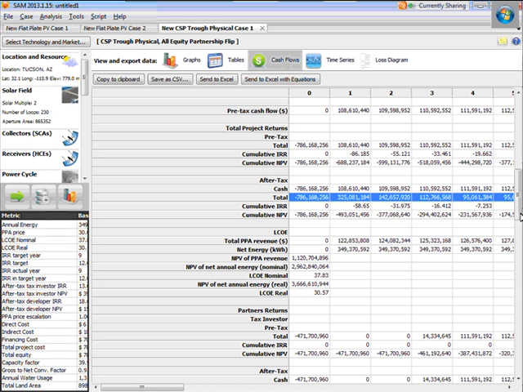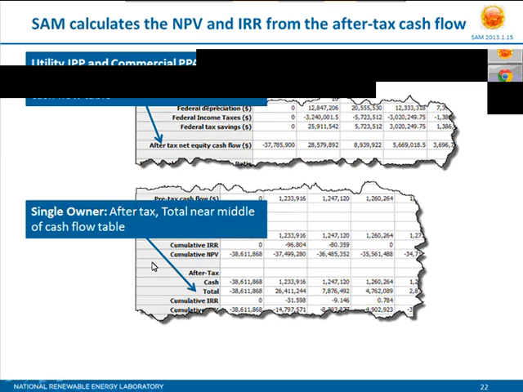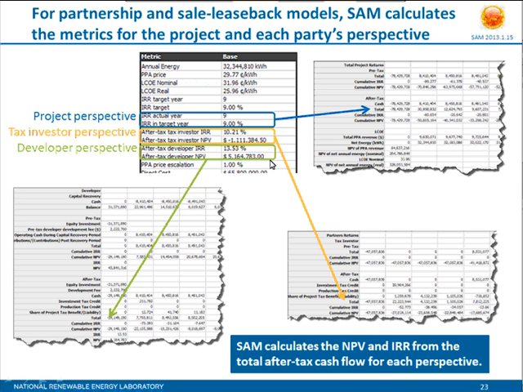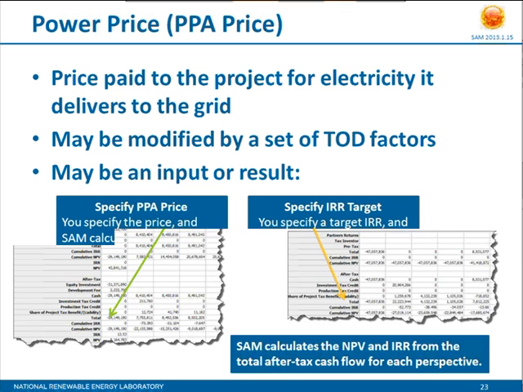So that's what I've done in these slides, is tried to point out where to find that pesky after-tax cash flow. So for the utility IPP and commercial PPA model, it's after-tax net equity cash flow, single owner, after-tax total. And then for the partnership flip and sale leaseback models, the different partners' cash flows are shown in the rows that I've pointed out there. Maybe at some point we'll have the time and money to clean this up a little bit in the cash flows to make them a little easier to find, but at least for now you have these slides to use.